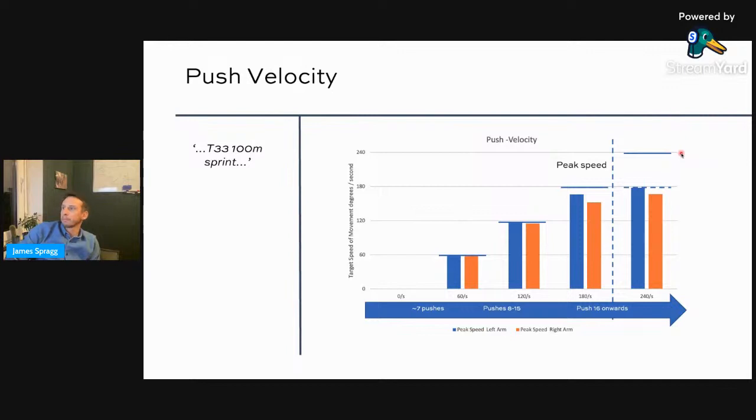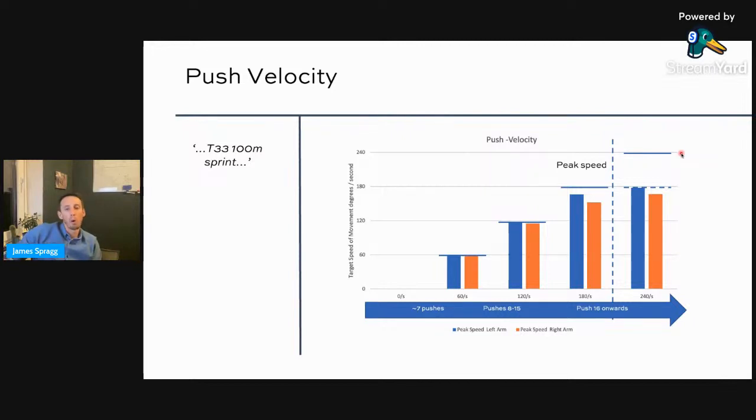So we went one step further in order to test that. We were quite happy that we could say to this athlete, given the speeds that you are going to be traveling in a 100-meter event, yes, you can just about meet the velocity requirement in terms of the push speed.